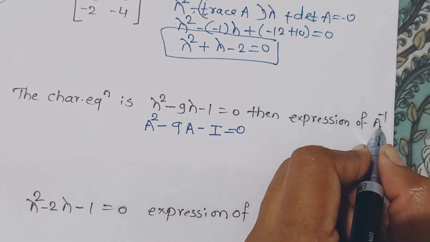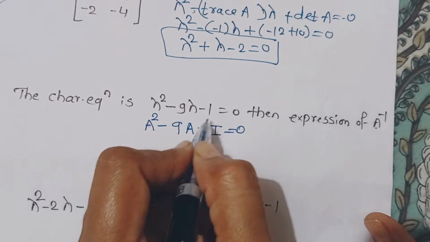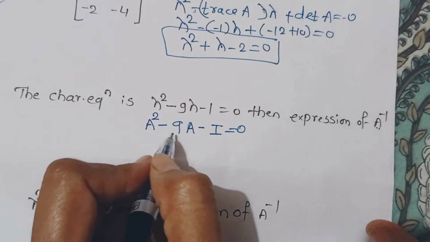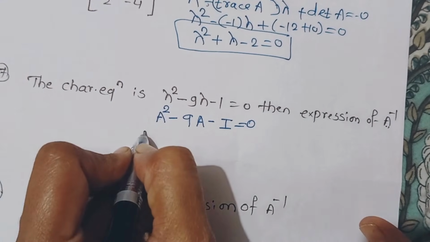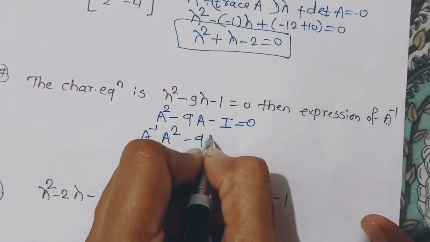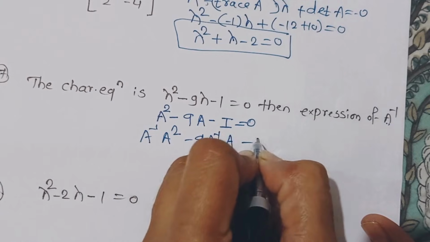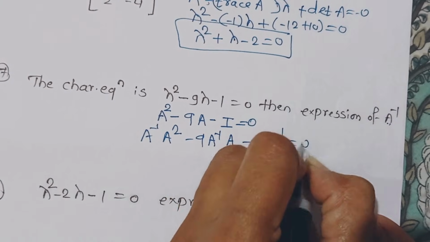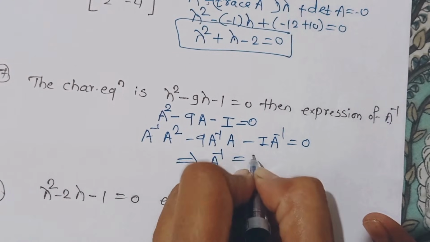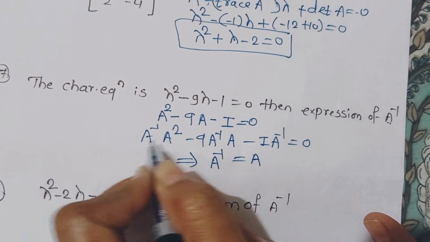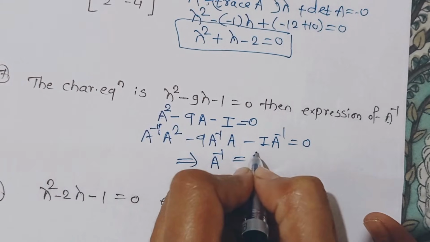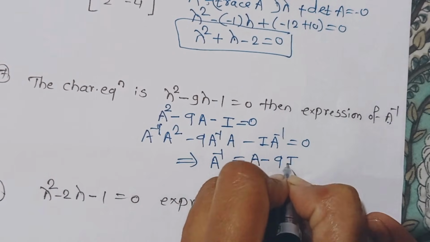We have to find the expression for A inverse. As determinant is not equal to 0, therefore we can find A inverse. So we can multiply by A inverse. Multiplying by A inverse, we get A inverse A square minus 9 into A inverse A minus I into A inverse is equal to 0. So the expression for A inverse is equal to minus 1 into 2, that is A minus 9I. So this is the expression for A inverse.